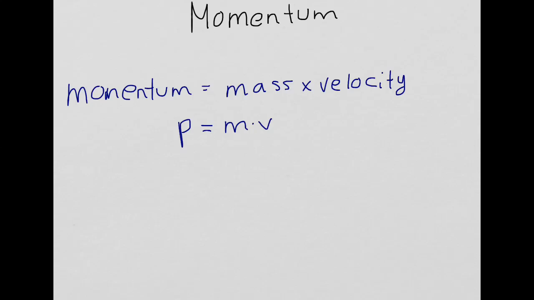Okay, we also see from this relationship that to change momentum, I can either change the mass or I can change the velocity, or both. If I increase the mass, I increase the momentum. If I increase the velocity, I increase the momentum. And if I decrease either one of those, I also decrease the momentum.